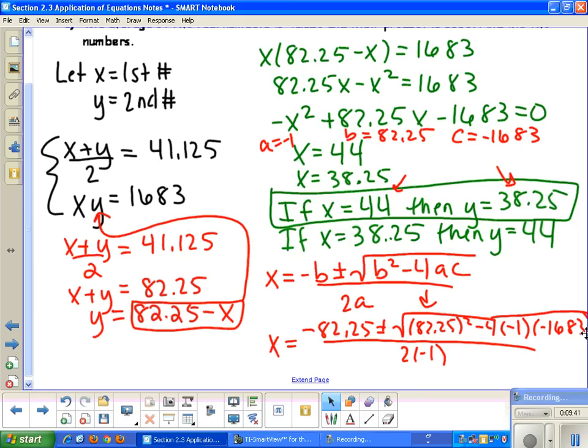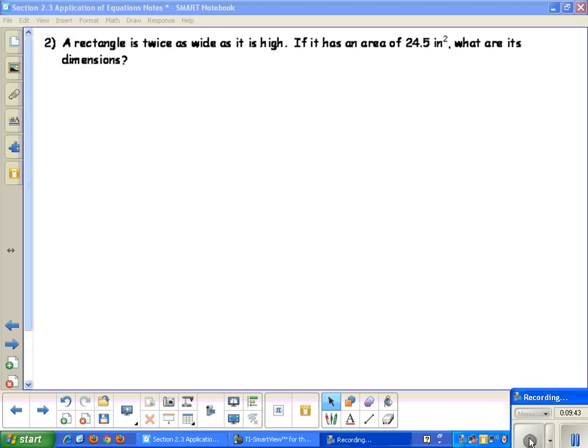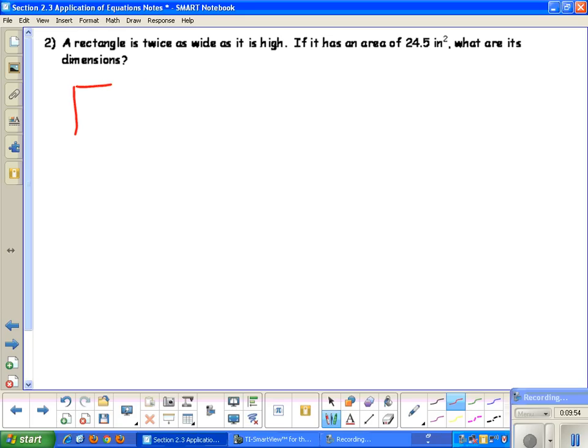So that's the first problem. For the next problem, it says a rectangle is twice as wide as it is high. If it has an area of 24.5 square inches, what are its dimensions? The first thing I would like to do is draw a picture. It's twice as wide as it is high.